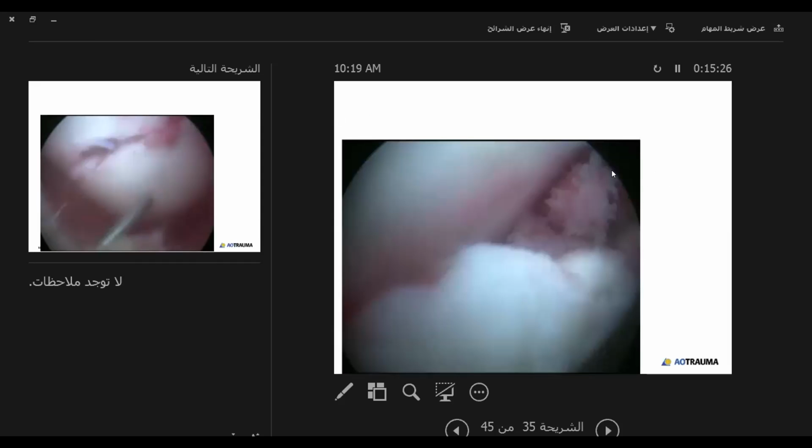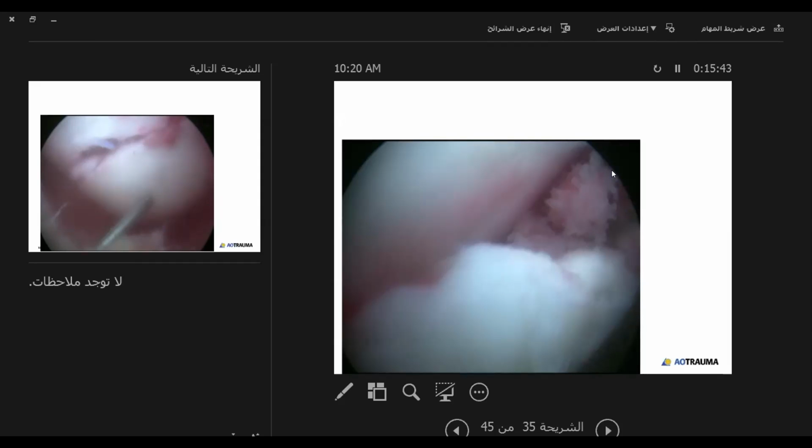This is the initial X-ray after evacuating the hematoma. She presented to the emergency room, then was admitted the next day. And this is the initial X-ray after evacuating the hematoma and irrigation of the joint. The fracture is displaced.